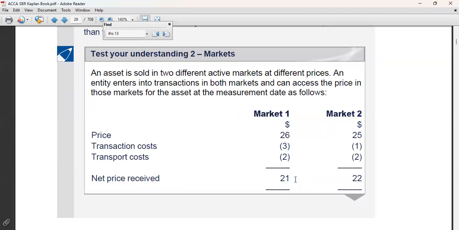Yeah, so if the principal market is market 1, what do you think will be the value of the asset? So we focus only here, on market 1. What do you think will be the value? Yes. It will be the price, 26. Only the price. Yeah. Which is 26. Yes. Any other person? Any other person?